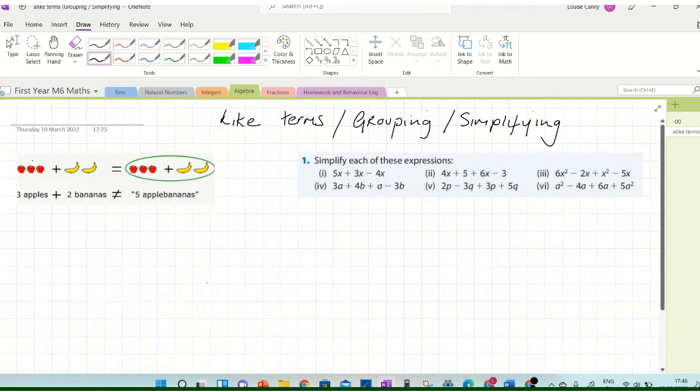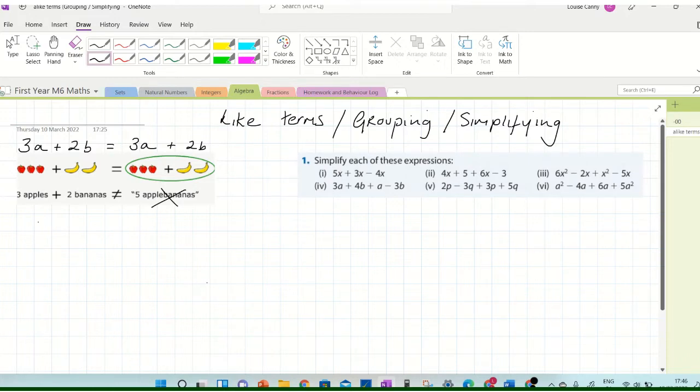So we look over here at the little example of the apples and the bananas. So we have 3 apples plus 2 bananas. And we find that when we add them together, we still have 3 apples and 2 bananas. And this is because they are not like terms. They're not the same. You can't add apples to bananas because there's no such thing as apple bananas. So that doesn't exist. All you can do when you have 3 apples and 2 bananas is say that you have 3 apples and 2 bananas because they are not like terms.